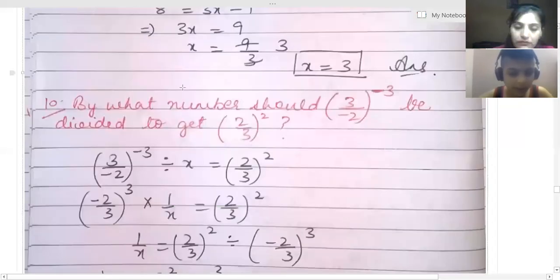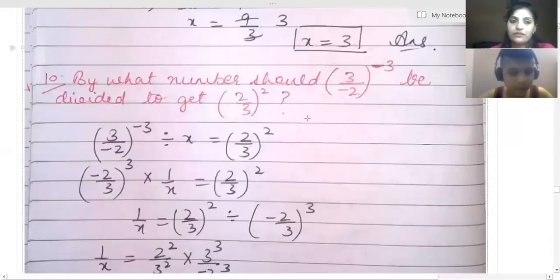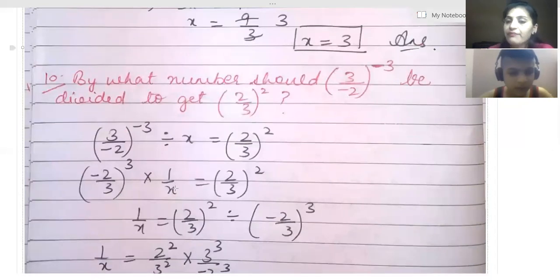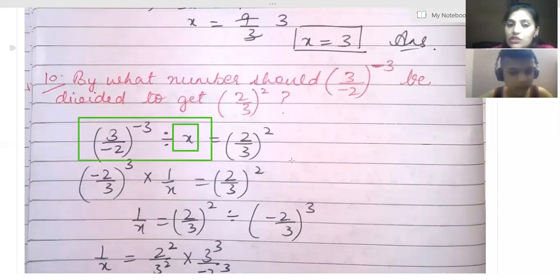Now, question number 10. What the question is saying, by what number should (3/-2)^-3 be divided to get (2/3)^2? Dekho beta, we don't know the number, so we will assume our number to be x. So what I have written, (3/-2)^-3 is divided by x and I am getting (2/3)^2.